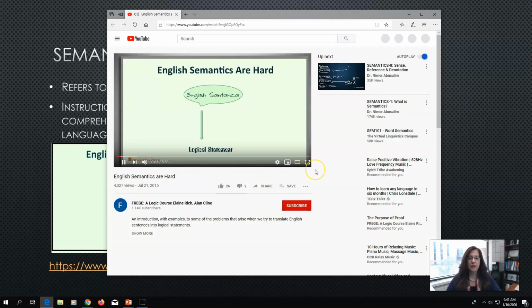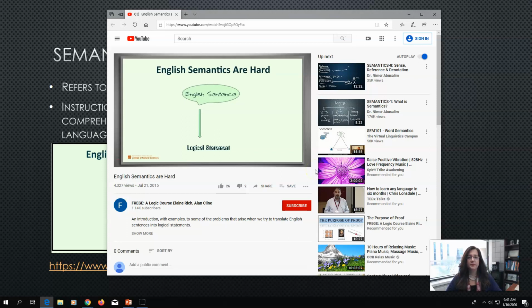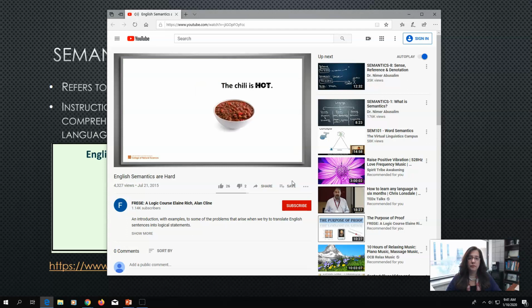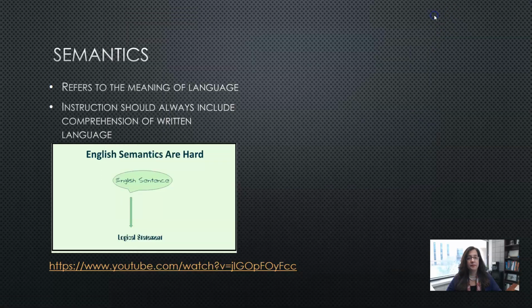Mapping from English into clear statements and logic is not straightforward. Let's look at just a few examples. Even simple words can have multiple meanings. For example, consider the word hot. We could say the chili is hot, meaning spicy, or we could say the chili is hot, meaning temperature high. And logic will never use the same predicate to mean two different things.